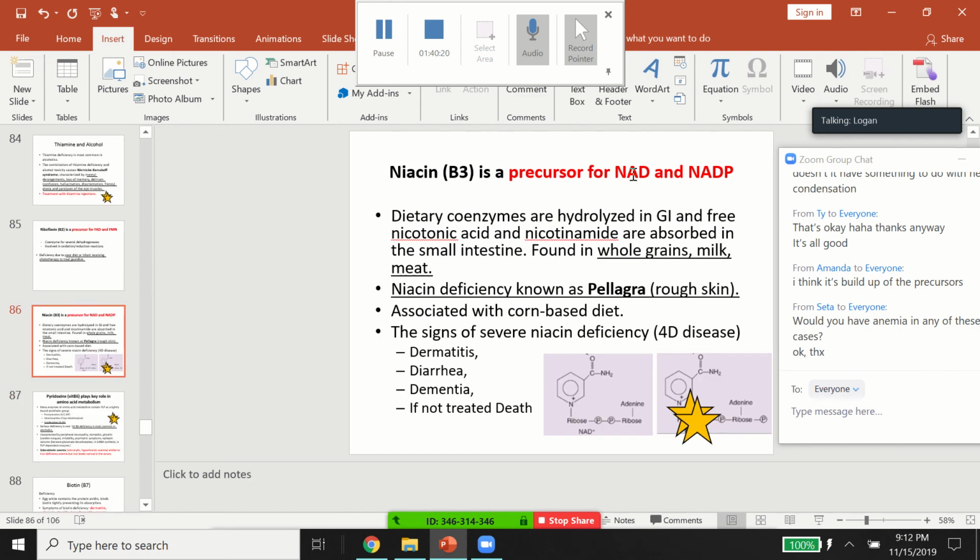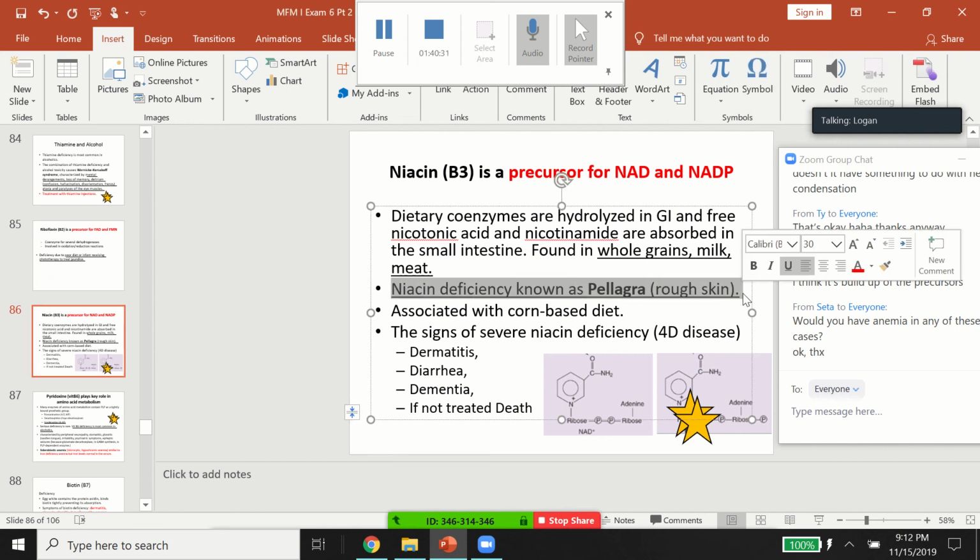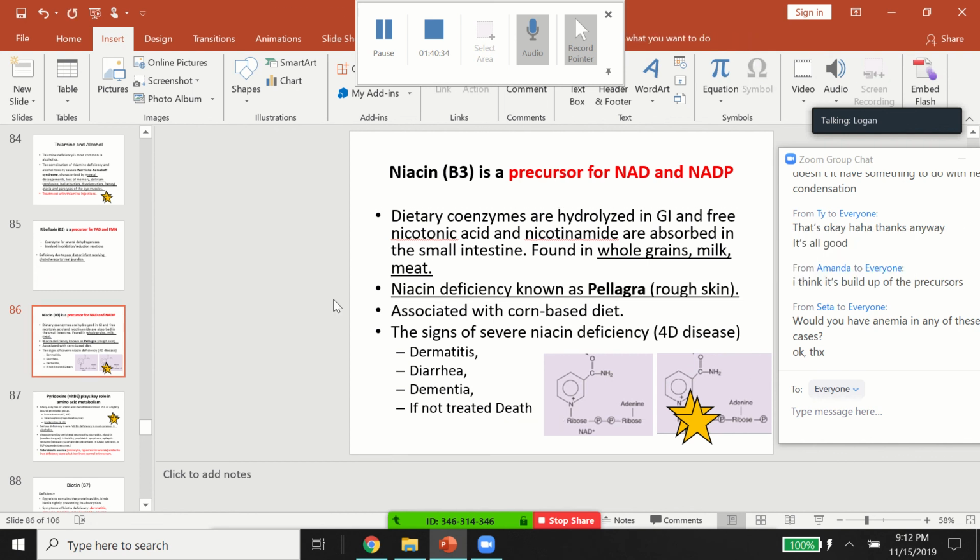Niacin, a precursor for NAD and NADP, so no longer FAD or FMN, but NAD, NADP. That's niacin. Niacin deficiency is known as pellagra. I think there may have been a question referring to pellagra, so I would keep that one in mind. It does tell you the different signs that you get if you had niacin deficiency, so I would definitely keep in mind what pellagra is. It's rough skin due to deficiency of niacin, but also know that these are associated with niacin deficiency as well, because that'll help you differentiate them.